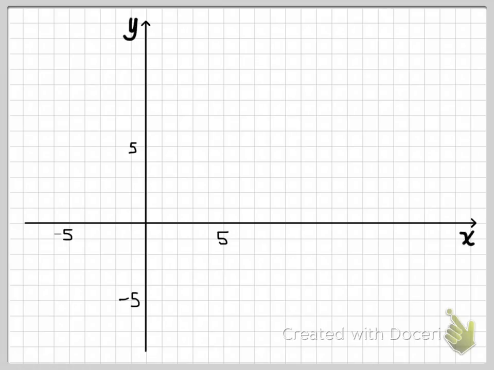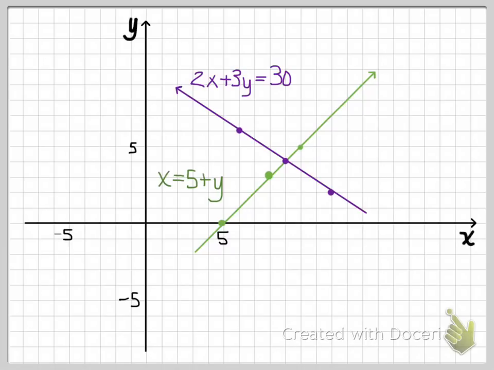Okay, so this graph, I'm going to start putting some points on, and so I could ask you which of those equations do you think this graph is? And then, so this line you might realize is the y plus 5 equals x line. And there's some points from the other equation. I connect those and let's label them. So the purple line is the 2x plus 3y equals 30, and the green line is x equals 5 plus y.